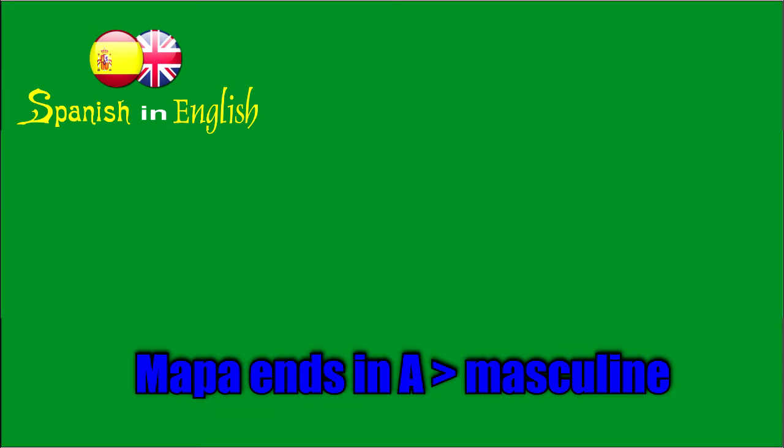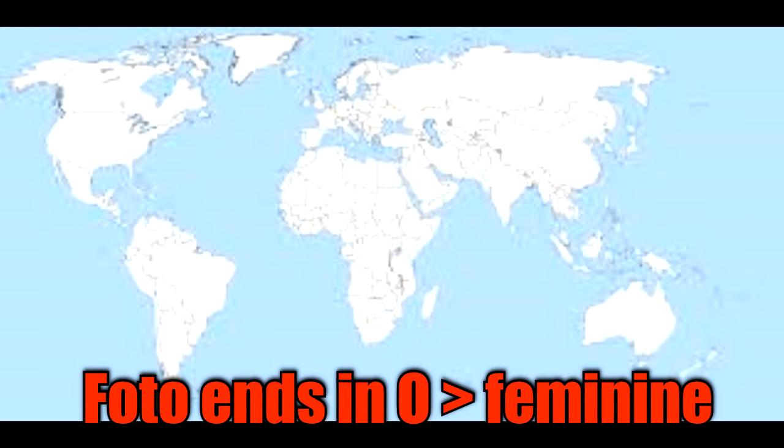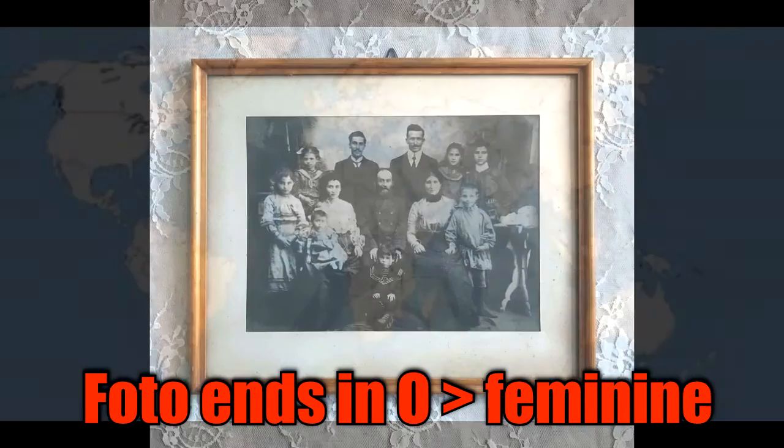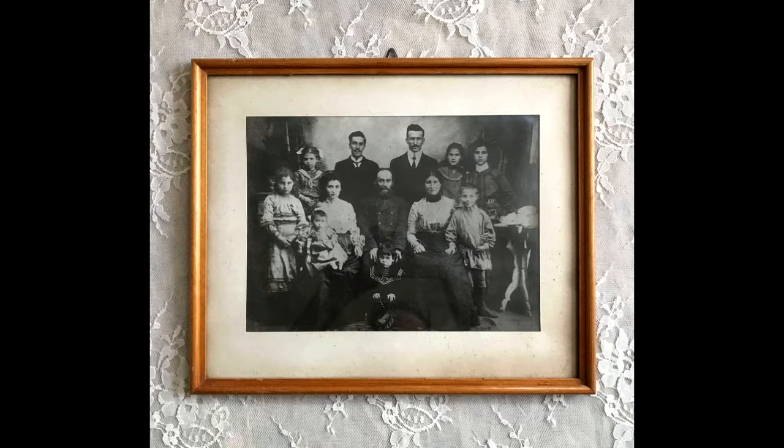But this method has its flaws. For example, the word mapa, it means map, ends in A, but mapa is masculine. And the word foto, which of course you know it means photograph, ends in O, but it's a feminine word. So, is there any other way to know for sure when a noun is masculine or feminine?